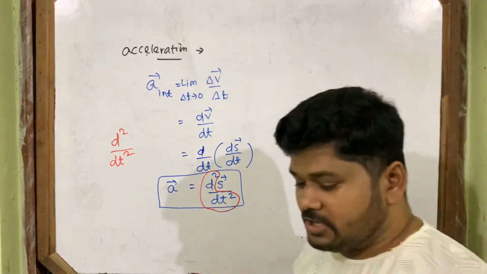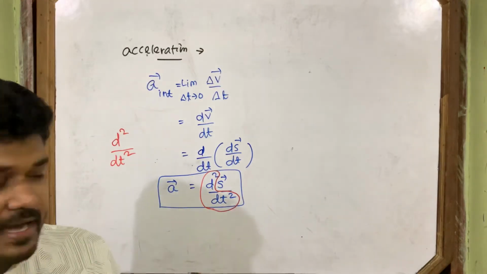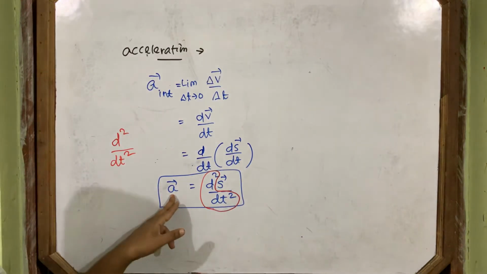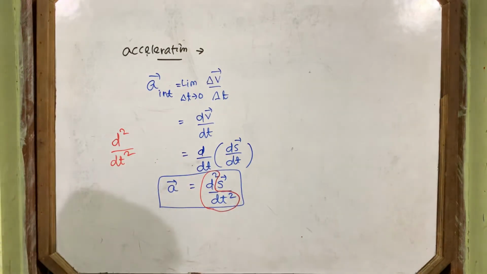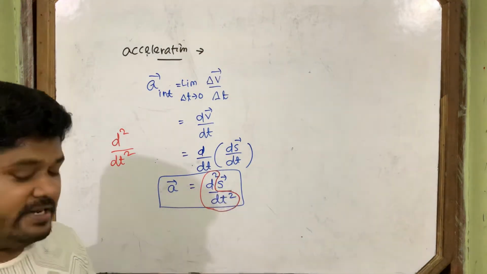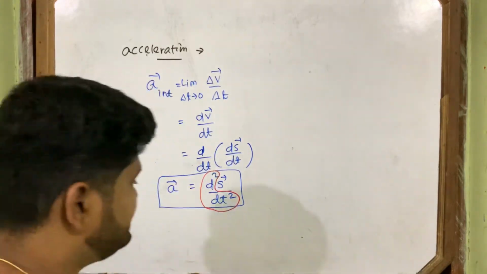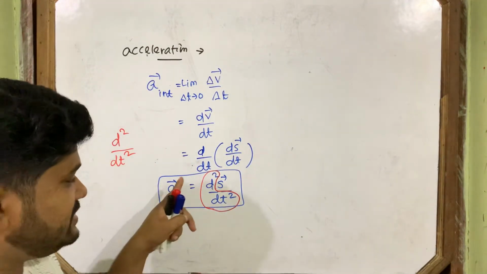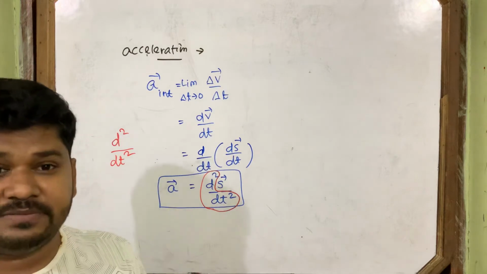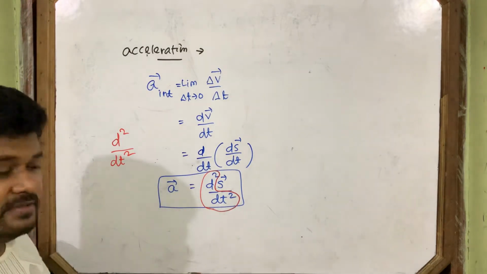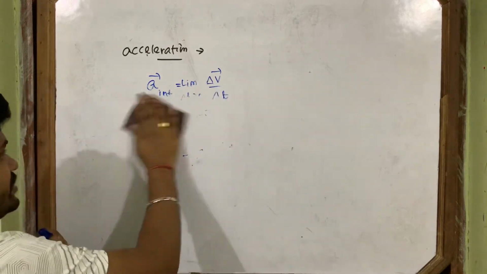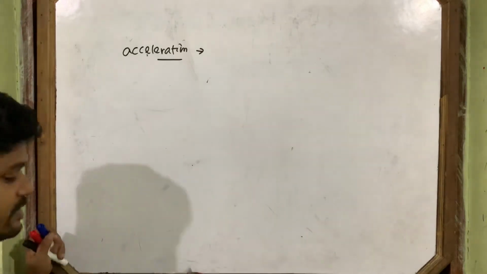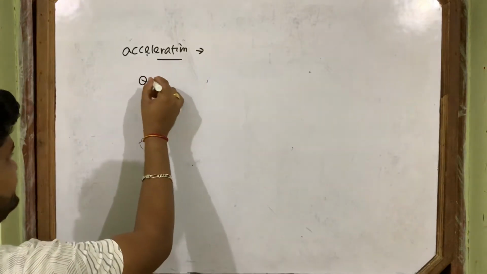So I can conclude the statement here. Acceleration is the double derivative of displacement. To get acceleration, we have to differentiate displacement twice. Try to remember this formula. This is a very important concept. If you do one question, then you will be more clear about this. Let's do one question.